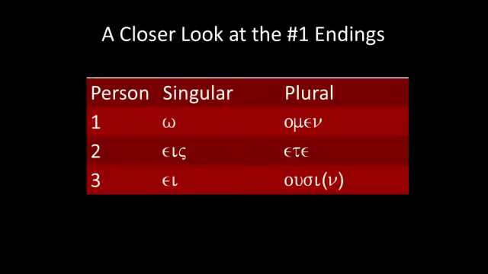Okay, so these are the number one endings: o, eis, ei, omen, ete, ousi. You're starting to get them in your head by now. Now I want you to notice, right here on the right, we have this omicron on omen, and we have this epsilon on ete. What these actually are is called connecting vowels. Connecting vowels go between the verb stem and the endings to make things go a little bit smoother. They're kind of the cartilage of a Greek verb.